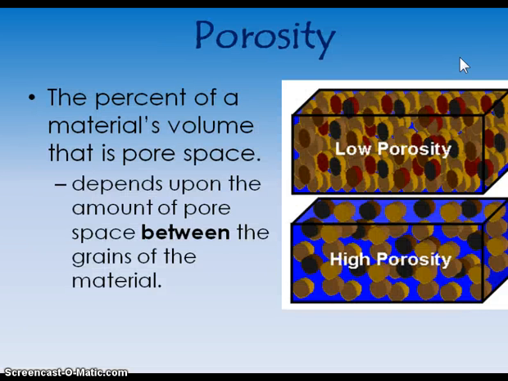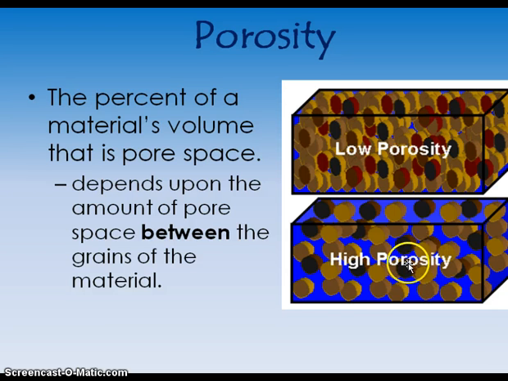Porosity is a little different. We're not talking about water flowing through. We're talking about how much water can be in these pore spaces, or how much space is in between each of these grains. So if we look here, here's a low porosity, here's a high porosity. The blue represents the water within the pore spaces. You can see not much blue in this picture because there really isn't any space here, so it's a low porosity. Here we have a high porosity because we can see a lot of blue and there's a lot of different pore space.